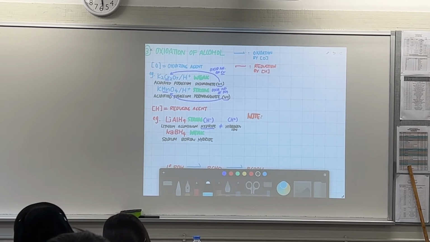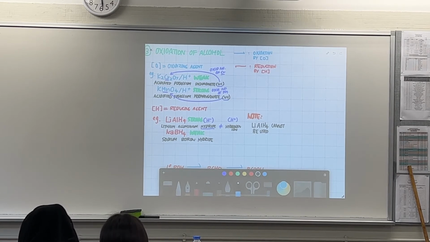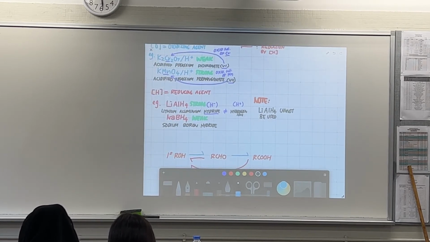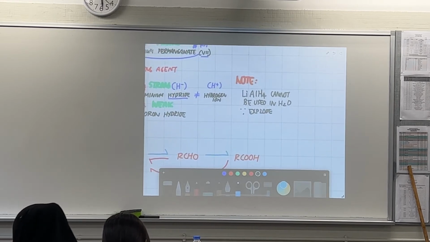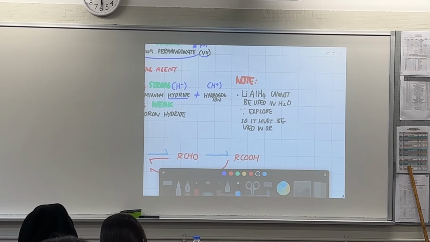Note: LiAlH4 cannot be used with water. So what do we use to dissolve it? We use ether, which is ethoxyethane. You don't need to know what that chemical really is, just call it ether. It cannot be used in water because it will explode. It must be used in an organic solvent, such as dry ether.